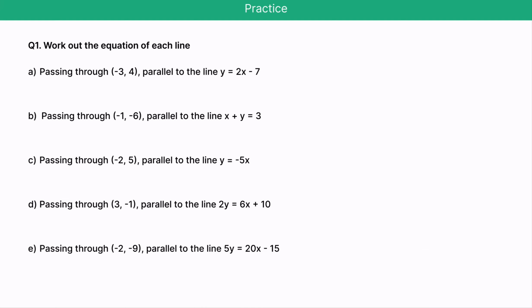So here's some practice questions. Press pause now and have a go. I'm about to put the answers up. So here are the answers. Mark your work.